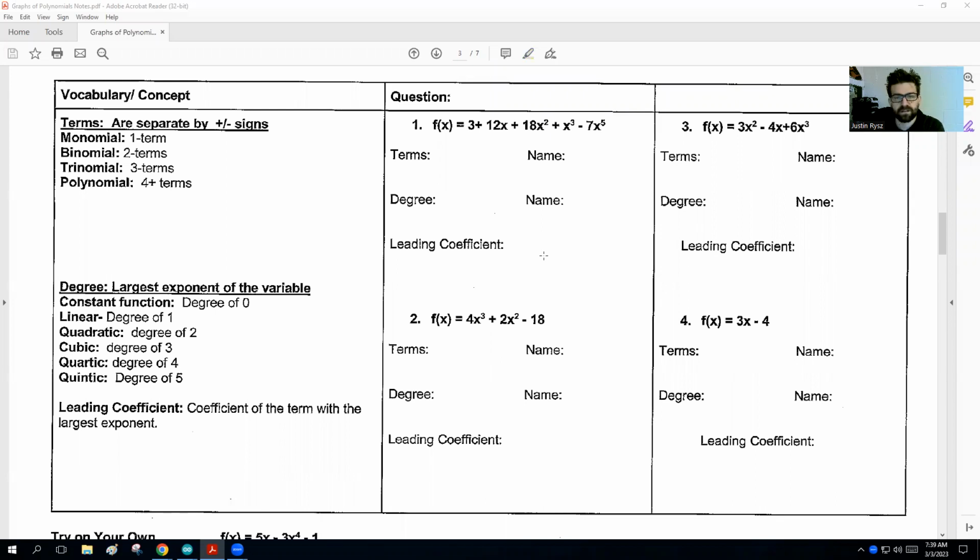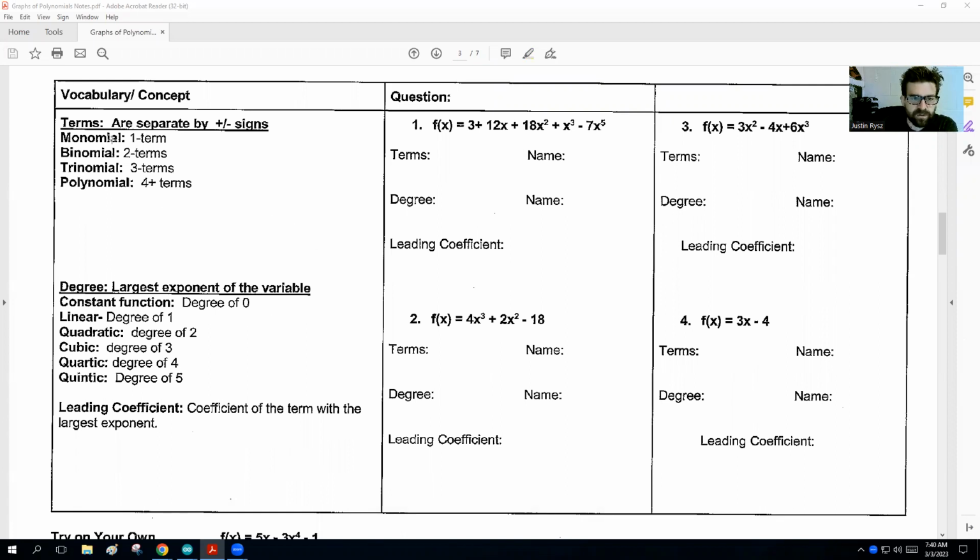So what we're doing is just basically learning some vocab about polynomials, making sure we understand what a degree is, what the terms mean, and the leading coefficients, and how that affects the end behavior of a graph. Okay, so we got some vocabulary over here on the left side.